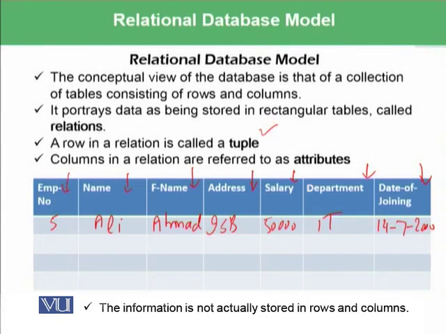Each row in this relation will be called a tuple. If there is another row here, with another employee's information, that would be a separate tuple. Each column will be called an attribute, and sometimes they are also called fields. Here we have 1, 2, 3, 4, 5, 6, 7 attributes, and we have stored one row at the moment in this relation. You must also remember that information is not actually stored in rows and columns. It is again stored in memory as a linear data structure.